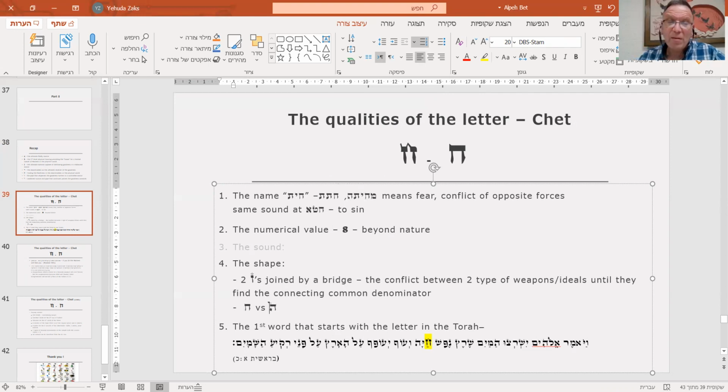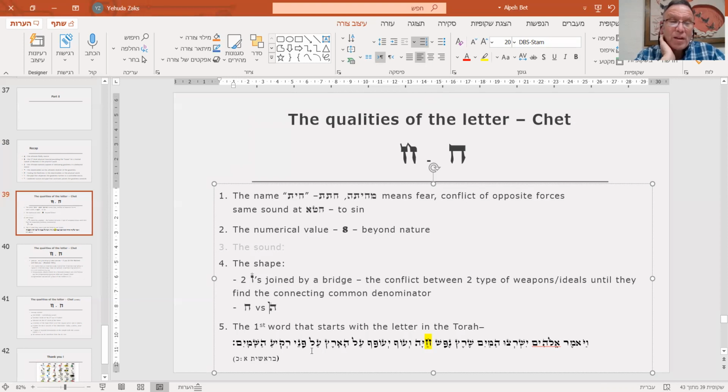But before we do that, let's look quickly at the first word in the Torah that starts with the letter Chet. That's still in the first chapter of Beraishit. Vayomer Elokim, God said, Yishretzu hamayim sheretz nefesh chaya, v'of yeofef al haaretz al pnei rakia hashamayim. Chaya is the word animal, right? Build the chayas. And that's what the Chet teaches us about.